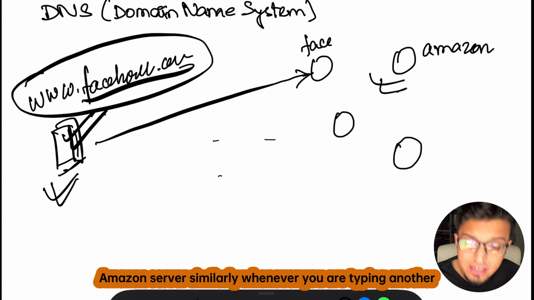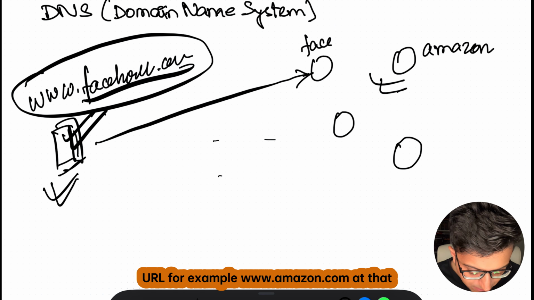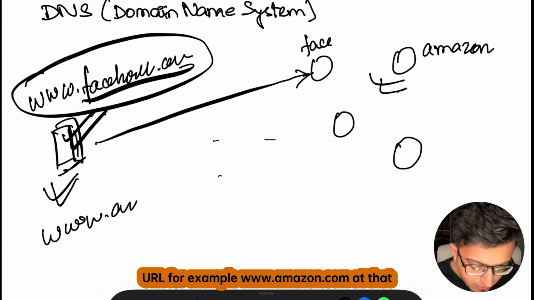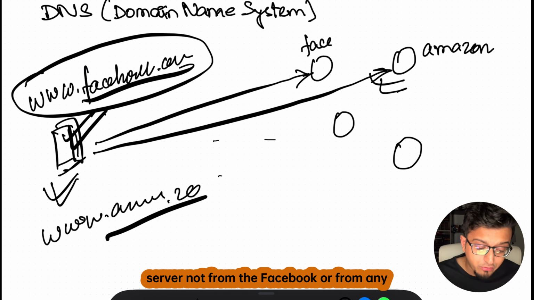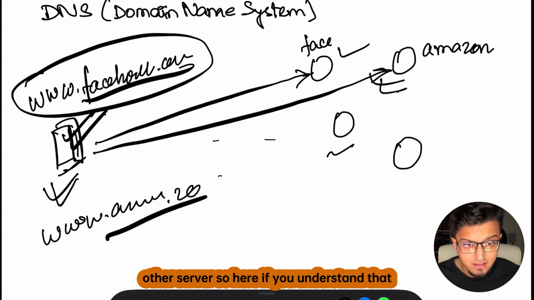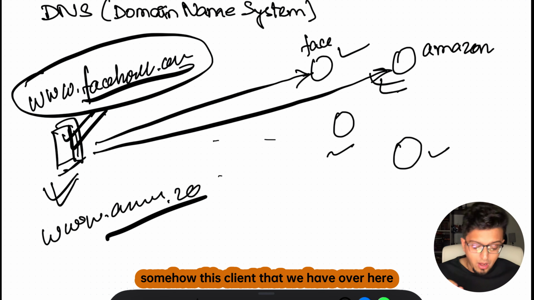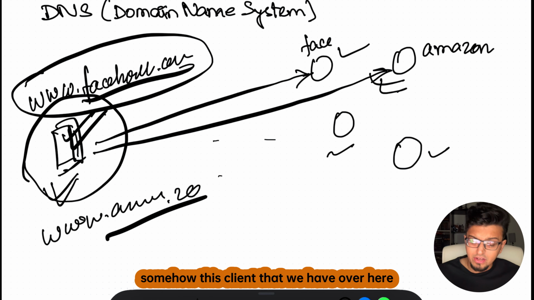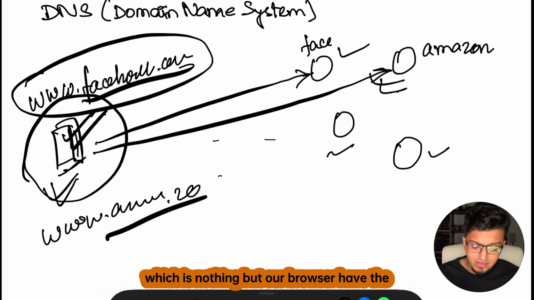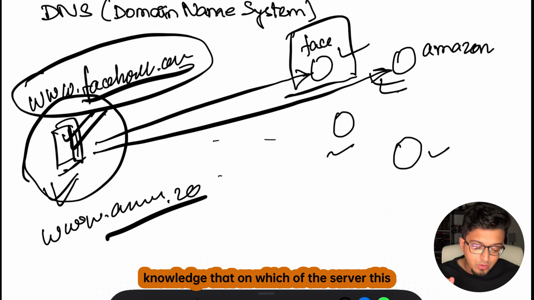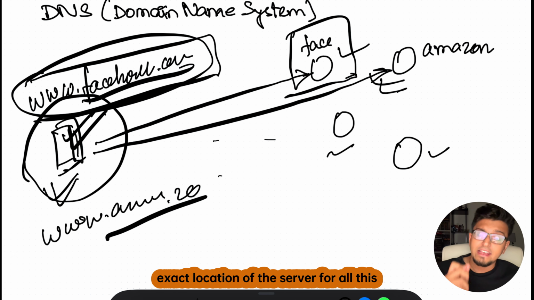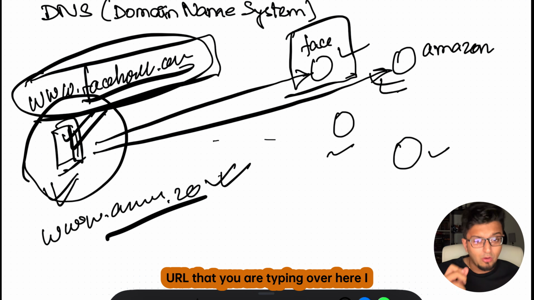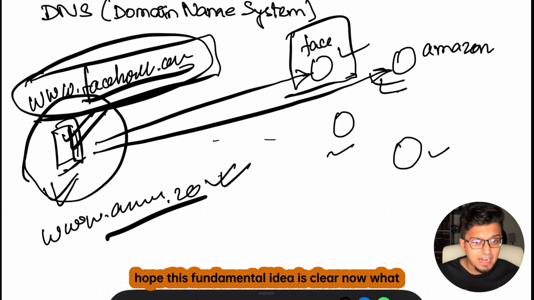Similarly, whenever you type another URL, for example www.amazon.com, at that time the request should be fetched from this server, not from Facebook or any other server. So if you understand, somehow this client that we have over here, which is nothing but our browser, has the knowledge of which server this service is actually located on, meaning the exact location of the server for all the URLs that you are typing. I hope this fundamental idea is clear.